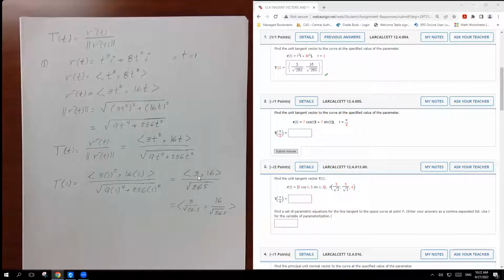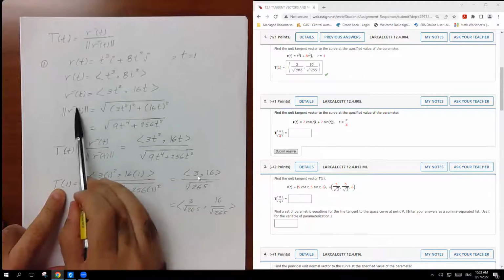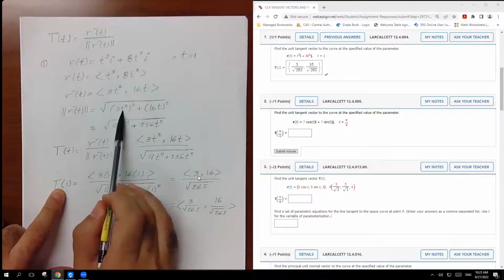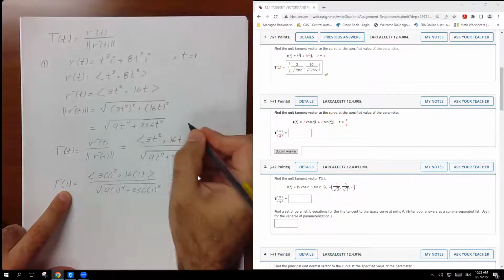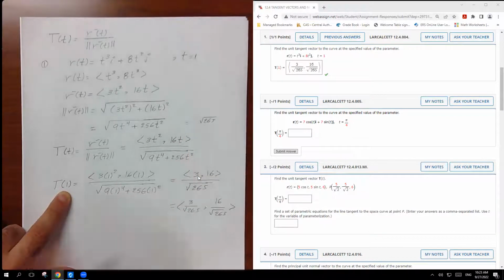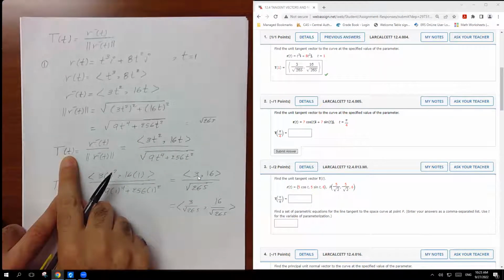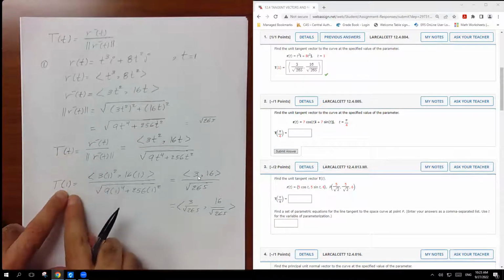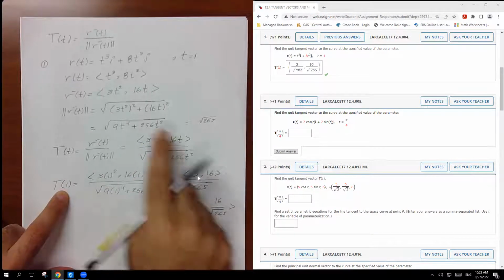Next example, because they ask you here to find T at 1, instead of finding it in terms of t, you can plug in right away, 1 here and 1 here, to find just the number, which is going to be the square root of 265. They're not asking you to find the unit tangent vector with respect to t. They ask you to find the unit tangent vector at 1. That means on the top it's going to be just the 3 and 16, because I'm going to plug in here.